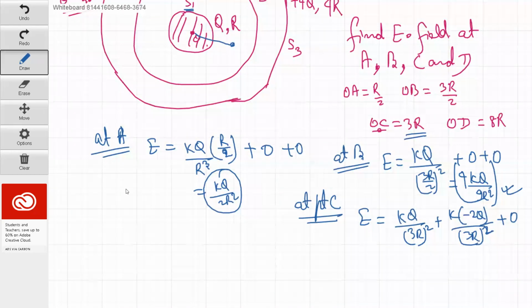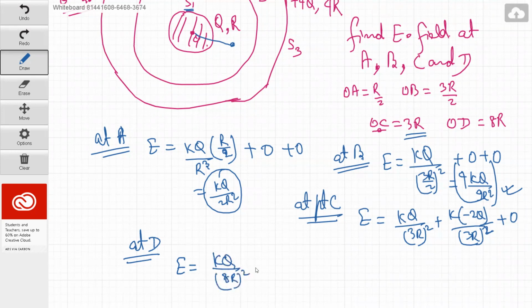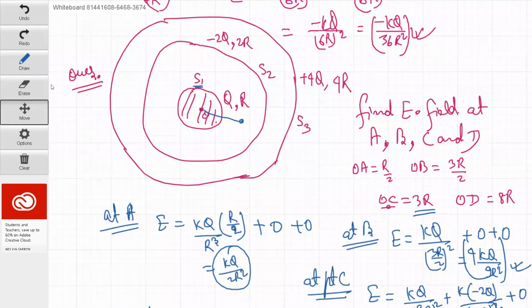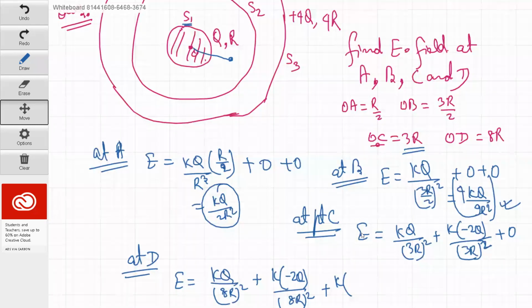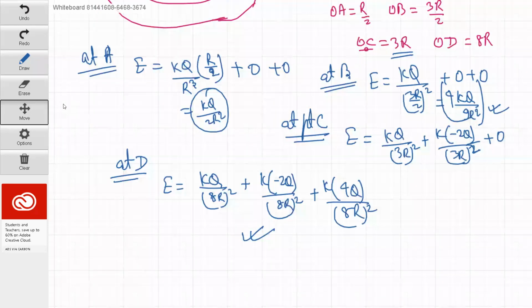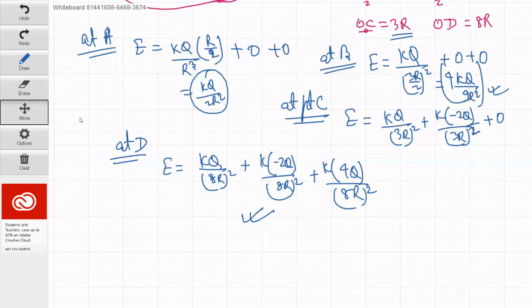Isn't it? Now at D point, D is the outside point. So electric field due to first sphere is KQ divided by 8R square plus K into minus 2Q divided by 8R square plus K into 4Q divided by 8R square. Is this all right? This is the electric field at point D. Hope you understand. Is this okay? Good.